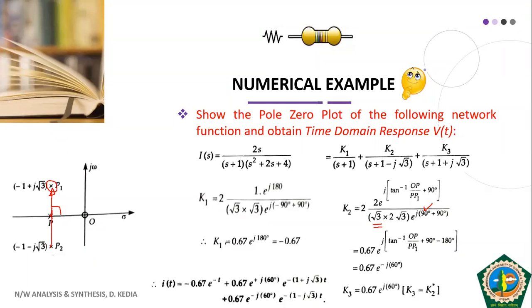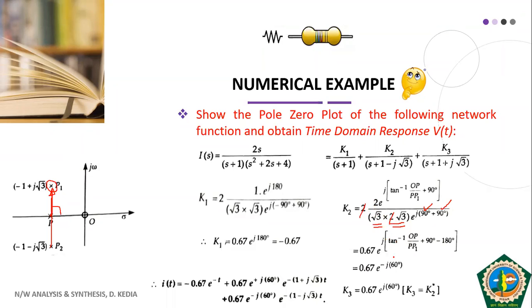For another pole, this will be the distance. How much is the distance? 2 root 3, twice of root 3. How much is the angle? Plus 90, plus 90. That's all. So 2 was a constant, and this 2 and 2 will be cancelled. It will be 2 by 3.